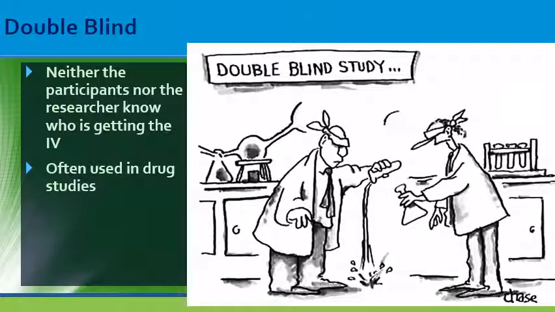Most of the time, this is used in drug studies. So for example, you might want to test a new pill for weight loss to see if it actually causes weight loss or not. If the drug company wants to make this pill, wants to make money off of it, they might have an incentive to change the outcome. So a double blind makes sure that neither the researcher nor the participants know who's getting the pill. Everybody takes a pill, but some of the folks actually get the weight loss pill, other people just get a sugar pill.